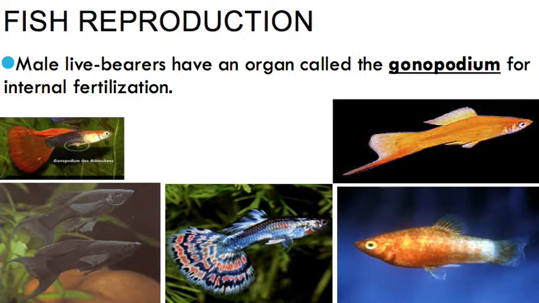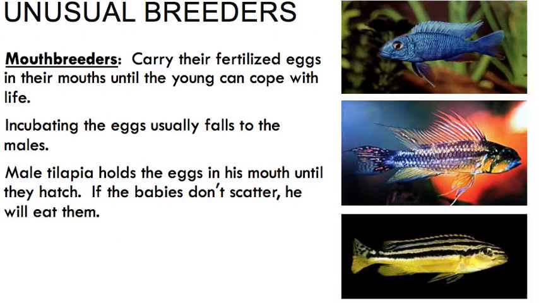All right. Some other stuff about fish: male livebearers will have an organ called a gonopodium for internal fertilization. Some unusual breeders will be mouth breeders, which are fish that are going to carry the fertilized eggs in their mouth until the young can cope with life. The incubating of the eggs usually will fall onto the males in this case. It won't be the females. Tilapia are an example of a fish that does this, and the males will hold the eggs in his mouth until they hatch, and if the babies don't scatter fast enough once they hatch, he'll actually eat them. So he carries them around in his mouth for a while, and then they hatch, and if they don't get away from their dad fast enough, then the dad's going to eat them. So that's just a little bit unusual.